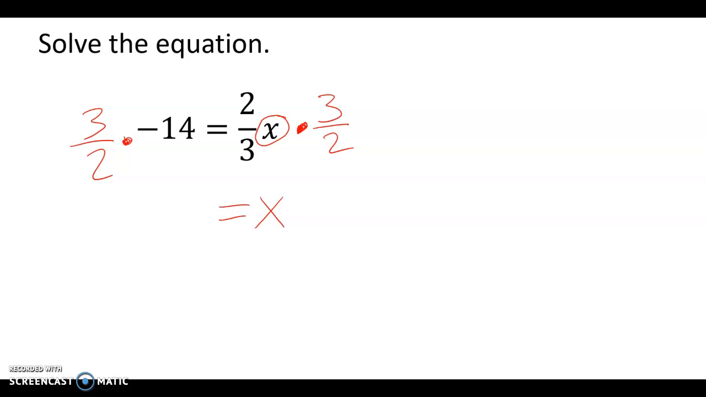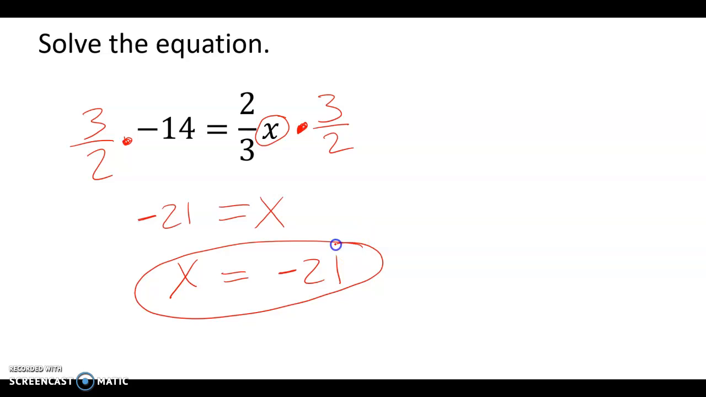So with your calculator, you can go 3 over 2 times, make sure you're using the cursor button, negative 14. So if you have the times negative 14 on the bottom of a fraction, you didn't do it right. So you go 3 over 2 space to the right times negative 14. And that gives you negative 21. So x equals negative 21.